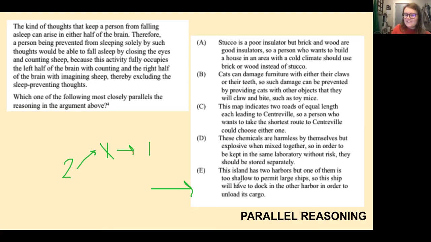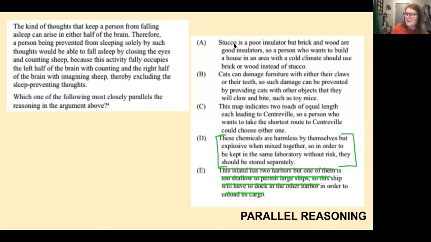All right, D says that these chemicals are harmless by themselves, but explosives when mixed together, so in order to be kept in the same lab without risk, they should be stored separately. Did anybody like D? No. Okay, so let's think of what would be a parallel argument structure to D. Does anybody have one?